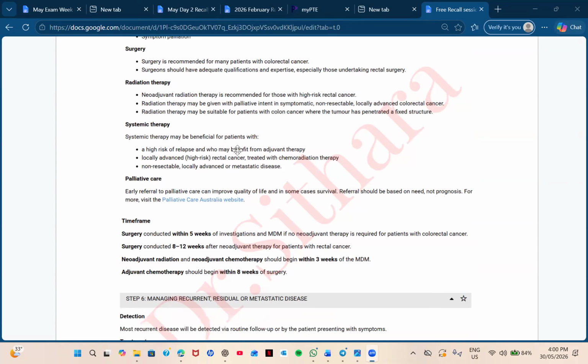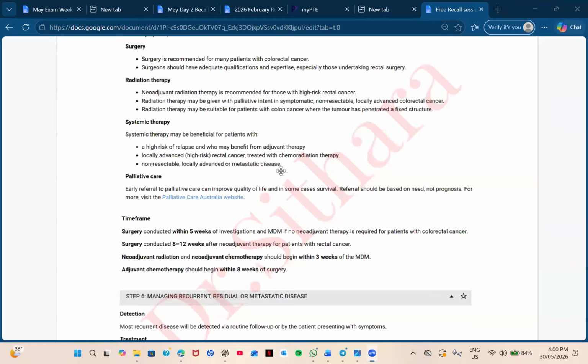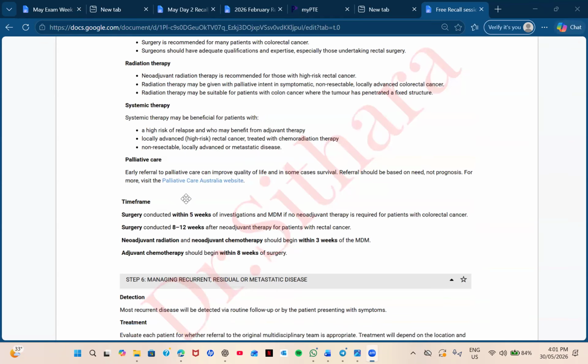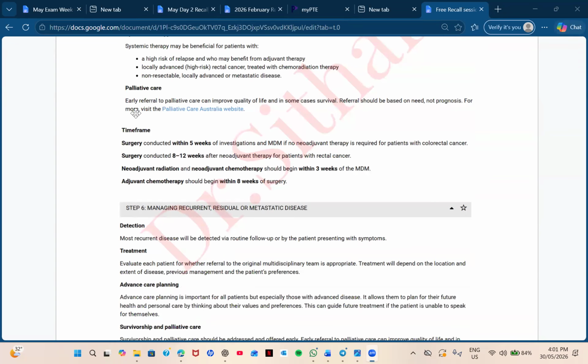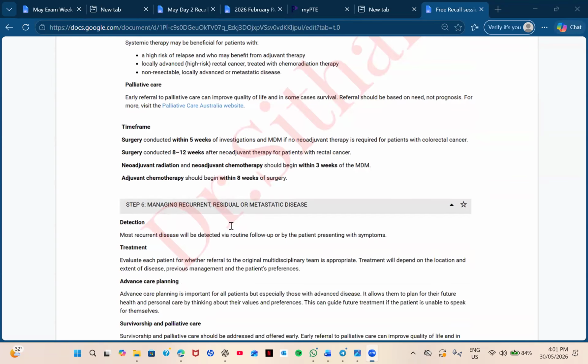Systemic therapy may be beneficial for patients with a higher risk of relapse who may benefit from adjuvant therapies, locally advanced high risk rectal cancers, and non-resectable cancers. Early referral to palliative care can improve quality of life and in some cases survival. The time frame is surgery conducted within 5 weeks of investigation. Here they have given when to start the treatment and everything.